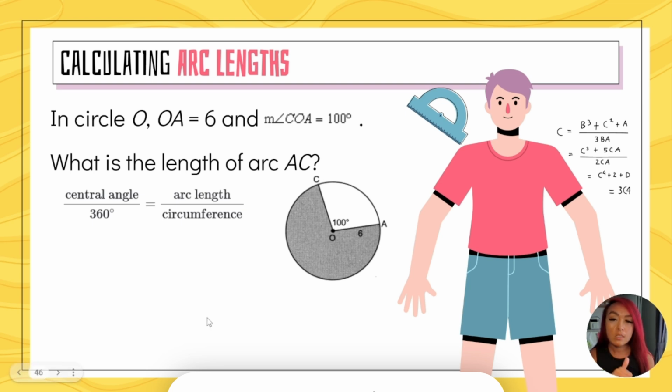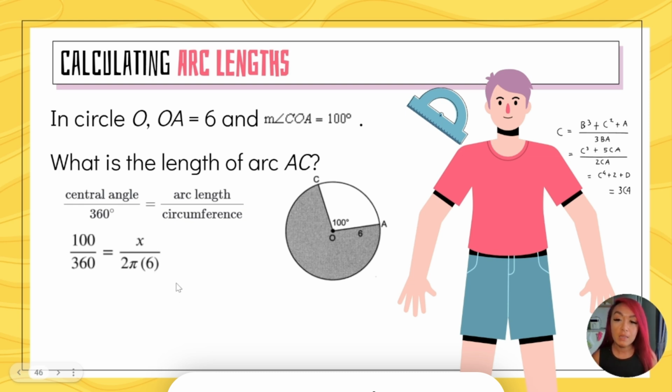So the central angle is 100. So we'll put 100 over 360 equals x. That's the arc length, that's what we're looking for, over the circumference, right? So the circumference is 2 pi r. So I just substituted 6 in for r here.